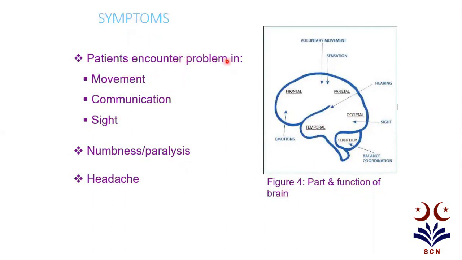And there can be problems after a stroke: problems in movement, communication, sight. There would be numbness or paralysis and headache. Like in subarachnoid hemorrhage, there is a lot of headache in the patient. Subarachnoid hemorrhage.